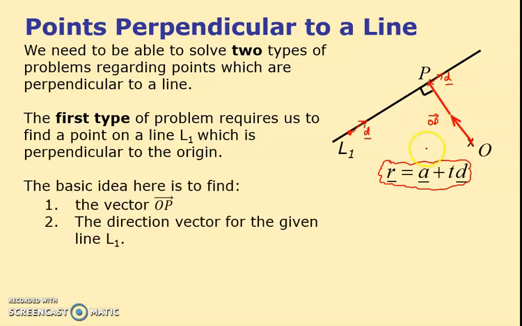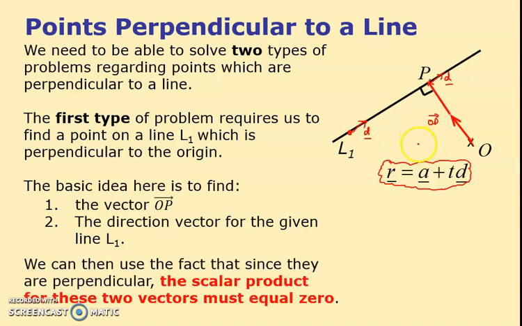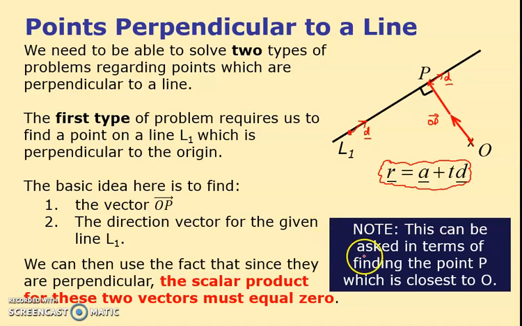We find OP and then we find the direction vector for the given line, and then when we've done that we can use the scalar product. Because we know they're perpendicular, they must be equal to 0. So this can also be asked, just worded differently. It might not say find the point which is perpendicular. Very often it says find the point which is closest to O. And it might seem obvious to you, it might not, I don't know. I reckon P is at its closest it ever could be. If P was there, I reckon that distance would be longer. If P was there, I reckon that distance would be definitely longer.